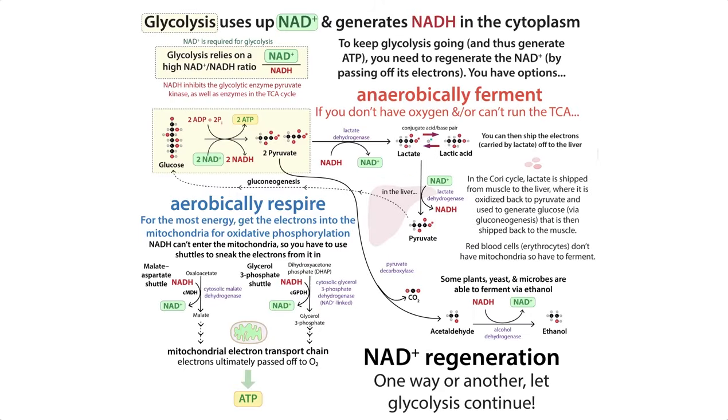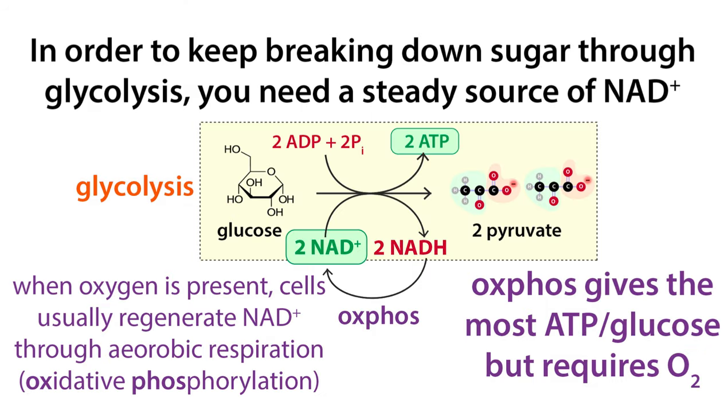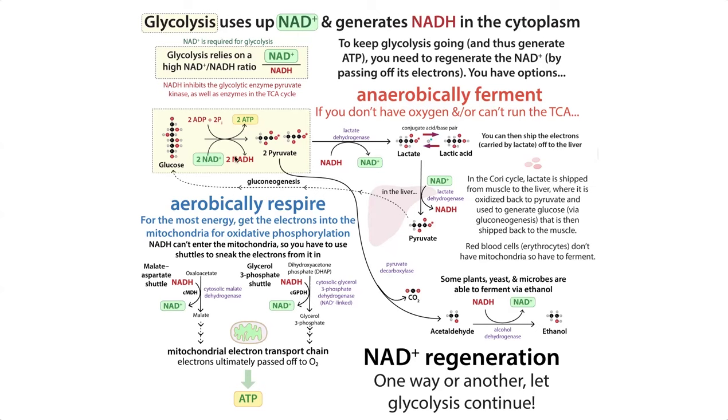So to review, glycolysis uses up NAD+ and generates NADH, and that happens in the cytoplasm. If that NADH builds up, it's going to inhibit glycolysis as well as other catabolic pathways. To keep glycolysis going, we need to regenerate the NAD+, and there are a couple of main ways that we do this. If we have oxygen, we go through aerobic respiration. Because glycolysis is happening in the cytoplasm, we can use electron shuttles, the malate-aspartate shuttle, which involves malate dehydrogenase, and the glycerol-3-phosphate shuttle, which involves glycerol-3-phosphate dehydrogenase, in order to sneak the electrons from the NADH into the mitochondria.